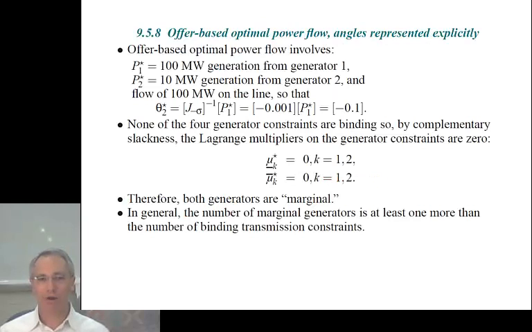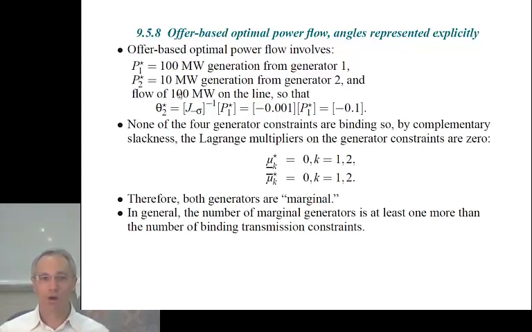Well, let's now figure out offer-based optimal power flow. Generator 1 is the cheaper generator, so we want to take as much power from it as possible, but the transmission constraint limits us to only taking 100 megawatts. So that tells us that P1 star is 100 megawatts, assuming that we can produce a feasible solution from the other generator. Well, if I have 110 megawatts of demand, P2 star, to make up the 110, would need to be 10 megawatts. So indeed, P1 star is 100, P2 star is 10.